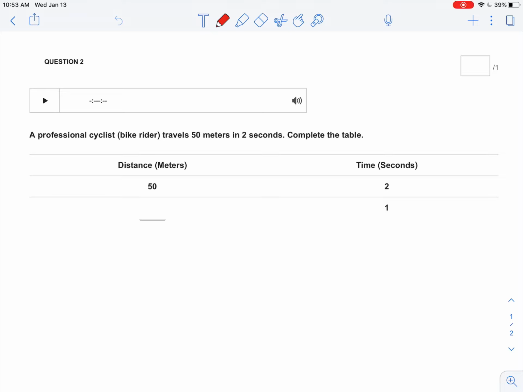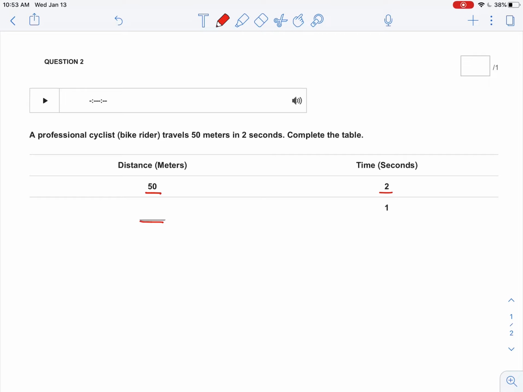So this video is going to review the exit ticket that you guys had on Monday or Tuesday, and it should help you answer the exit ticket retake that you're going to take after this video. So it says a professional cyclist, which is a bike rider, travels 50 meters in 2 seconds. Complete the table. We know that we've got a ratio of 50 to 2, and that means that we need to find an equivalent ratio of something to 1.